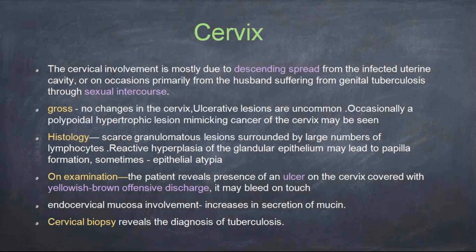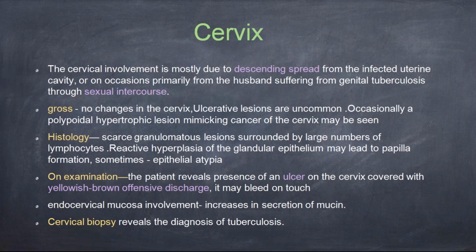Now, cervix. So cervix again, either descending infection from the tube and ovary, tube and the uterus, or ascending infection from sexual intercourse. So how do you see grossly? You will have no changes in cervix, and very rarely you will have ulcerative lesions, and sometimes very rarely polypoid lesions are seen. Histologically, again the same caseating granulomatous lesion with the surrounding lymphocytes, epithelioid cells and giant cells.